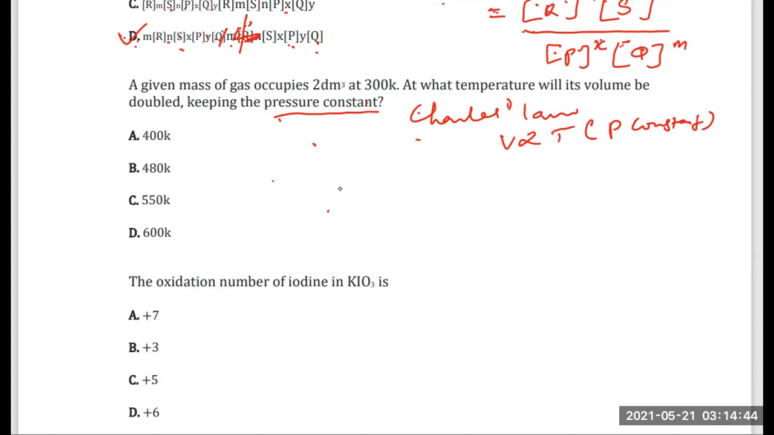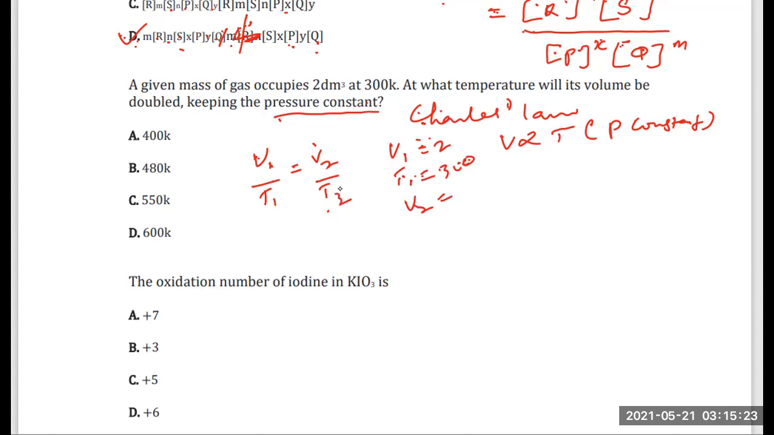So in this case, we are going to need V1 over T1 equals V2 over T2. So let's look at the data that we have. What is our V1? The volume 1 is basically 2. The temperature 1, fortunately for us, has been given in Kelvin, that is 300. Volume 2, how do we get volume 2? The question says, at what temperature will its volume be doubled?